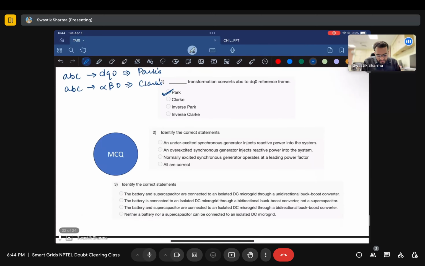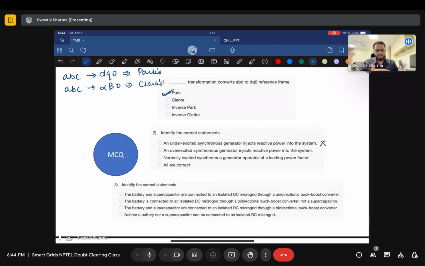Then next, identify the correct statement. An under-excited synchronous generator injects reactive power into the system. False. An under-excited generator will always absorb reactive power because it is under-excited. An over-excited generator injects, and this is correct. And normally excited operates at a leading power factor. Wrong. Normal operation will not be at a leading power factor. So the correct answer is B.